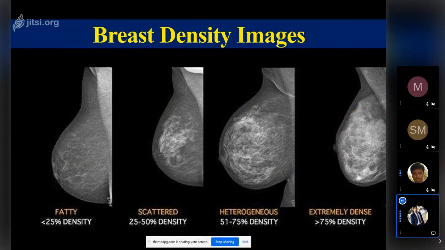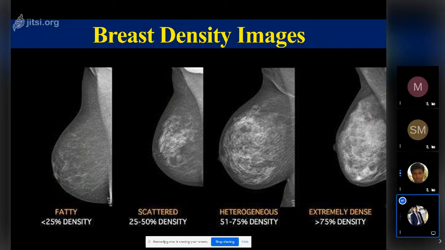What happens if there is a fatty breast like this? Even if a small nodule is present here, we can see it very clearly, and we know if it is a malignant or benign tumor. But if the same lesion is present in this highly glandular tissue, it looks like a part of the glandular tissue, and we cannot differentiate sometimes, and we might miss these lesions.